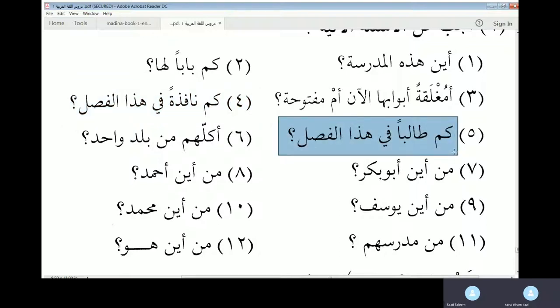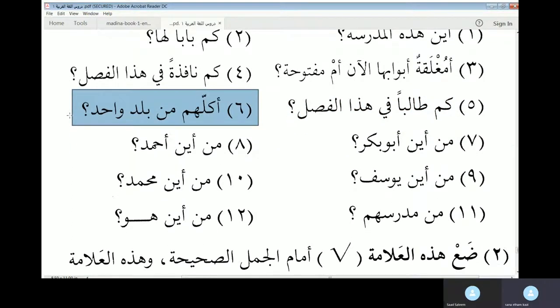Kam taliban fi hadha al-fasl. How many students are in this class? Let's say 10 students. In this class, there are 10 students. Fihi asharatu tullabin.